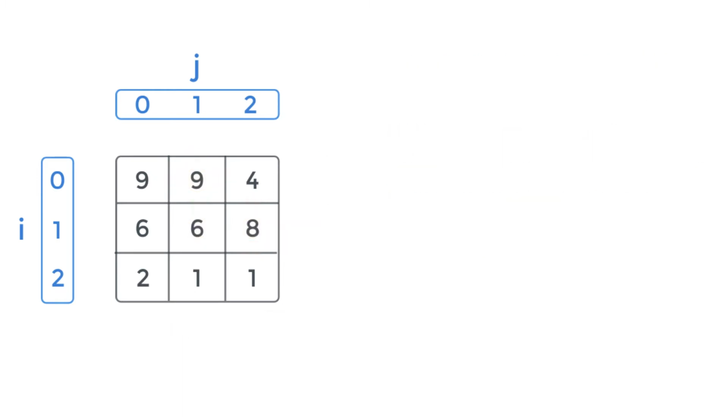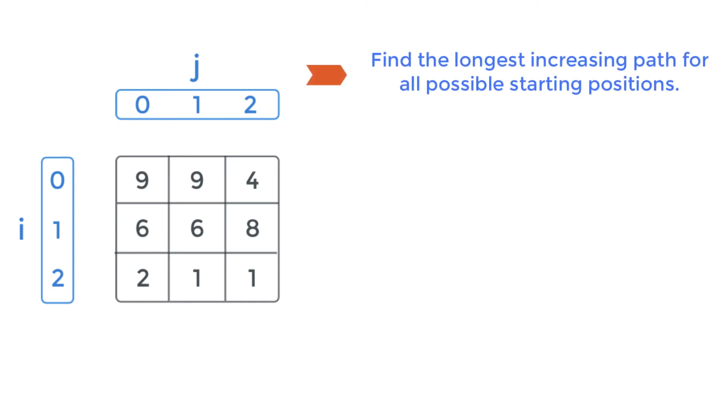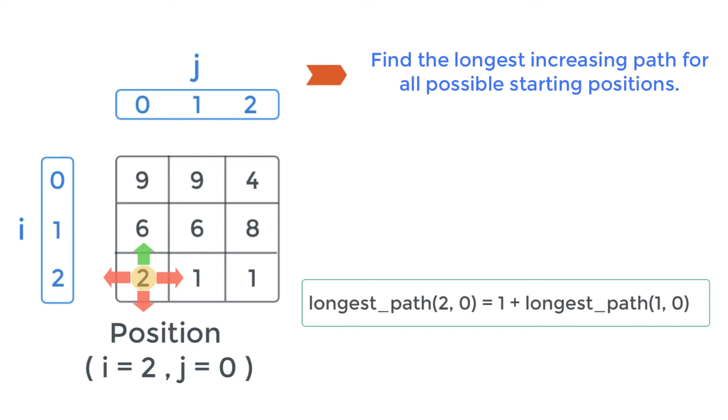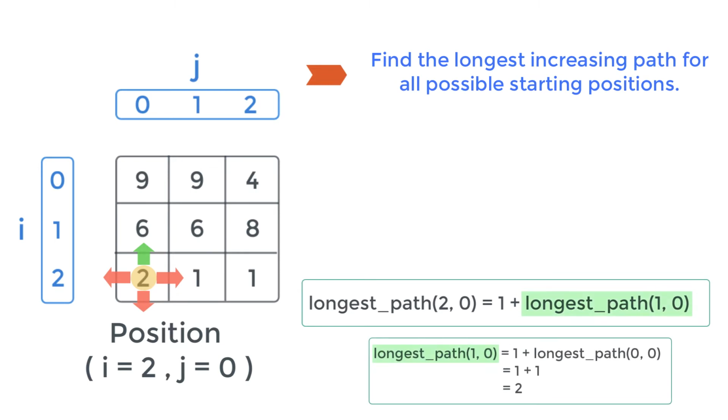To find the answer to our original question, we can just find the longest increasing path for all possible starting positions. One problem with this solution is that we will have repeated function calls, which will be computationally expensive. For example, let's compute the longest increasing path starting at position i equals 2 and j equals 0. Looking at the surrounding positions, only the 6 at position i equals 1 and j equals 0 is greater than 2. So the longest increasing path becomes 1 plus the longest increasing path starting at i equals 1 and j equals 0. We've already done this computation before, so we'd like to avoid having to do it again.